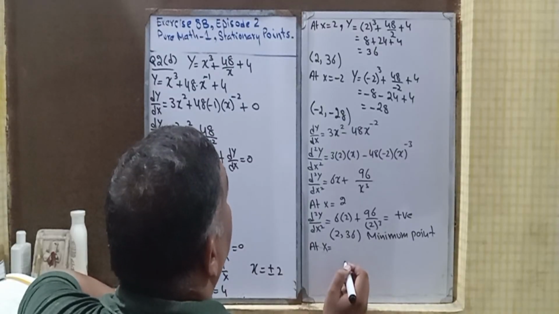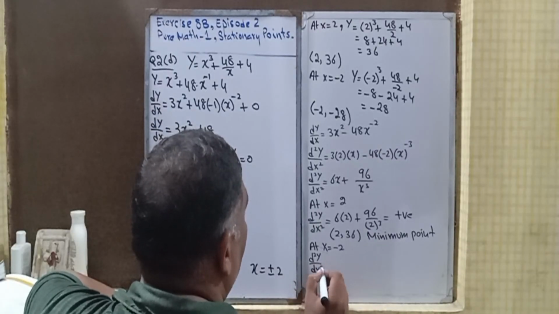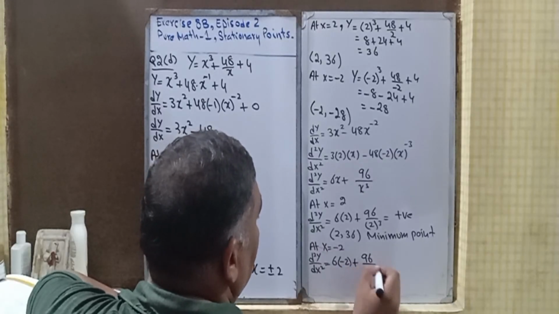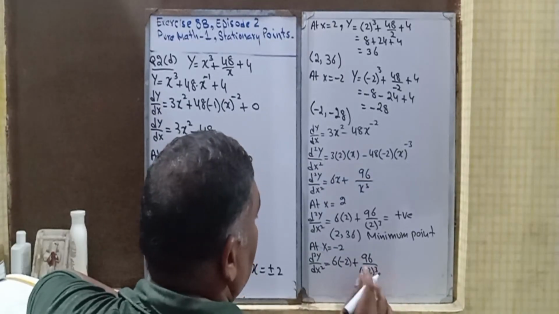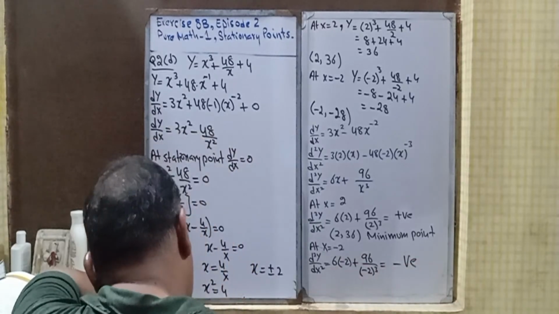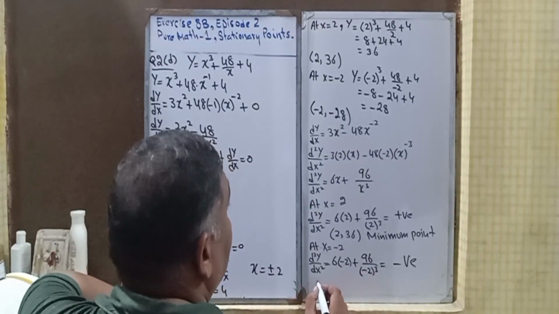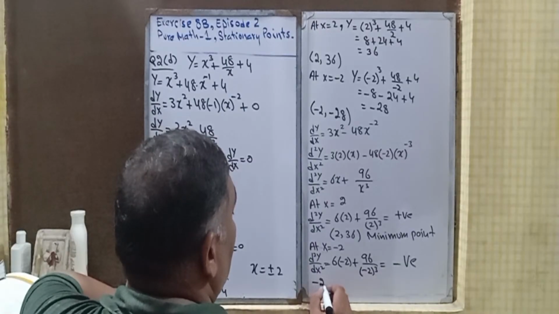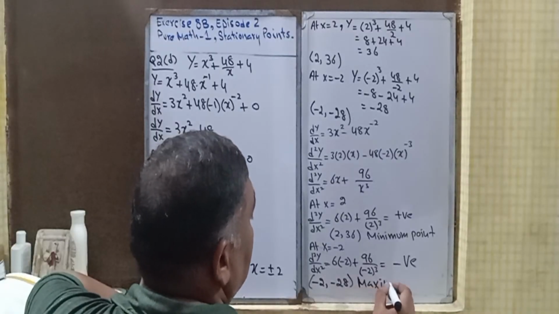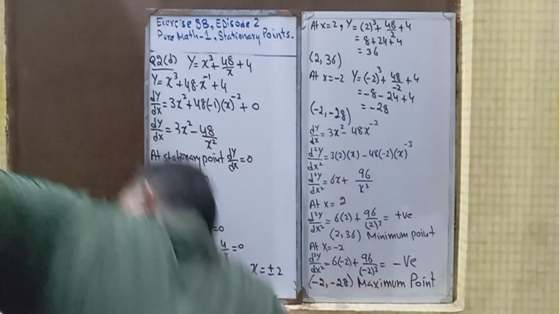Okay, then when x is equal to minus 2, you will have d square y by dx square equal to 6 into minus 2 plus 96 into minus 2 cube. This will be negative, this will be negative, so this thing will basically be negative. You can find the answer on the calculator, but it will be negative. So if it is negative, that means it's a maximum point. So that means minus 2 comma minus 28 will be a maximum point. So let me check from the book.